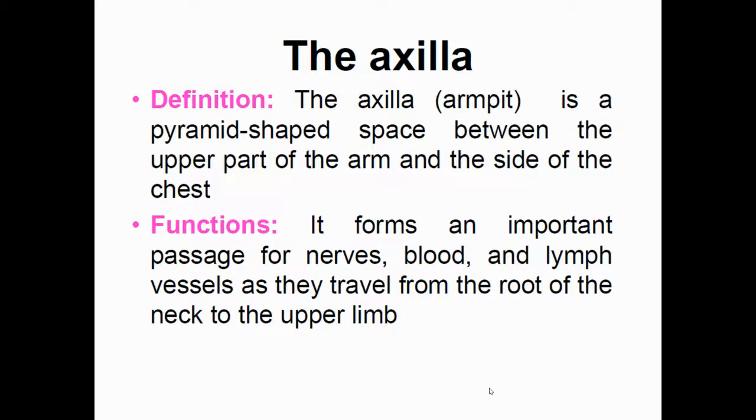First we will see the definition of the axilla. Axilla, also called the armpit. It is a pyramid shaped space between the upper part of the arm and the side of the chest. Its function is that it forms an important passage for nerves, blood, and lymph vessels as they travel from the root of the neck to the upper limb.